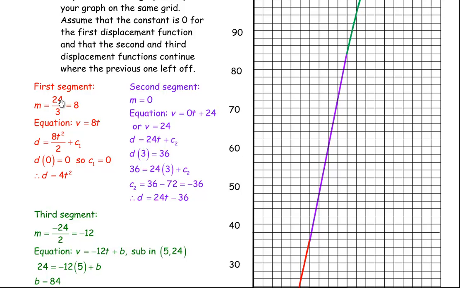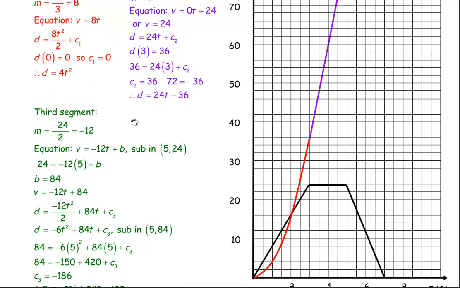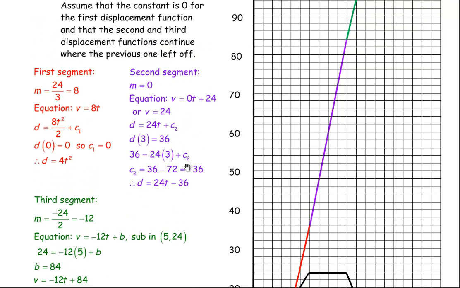And so the rise would be 24, and the run is 3, so I'm just doing slope, rise over run. And so 24 divided by 3 is 8. So the equation of this line, and notice it goes through the origin, so the v-intercept is 0, would just be v equals 8t.